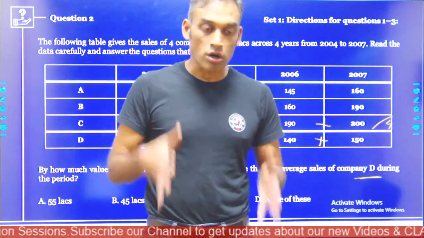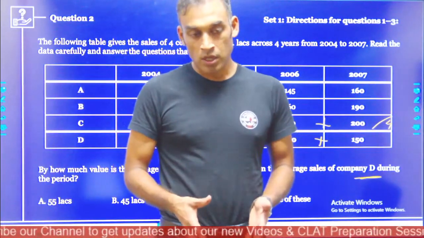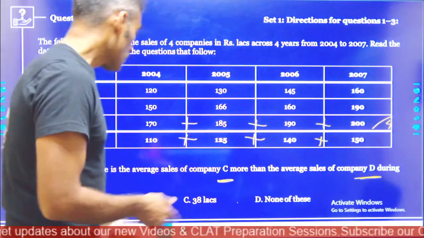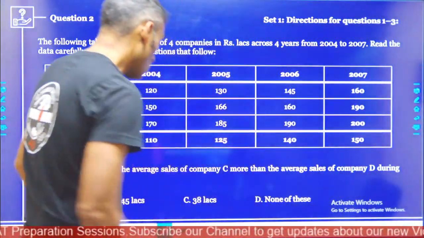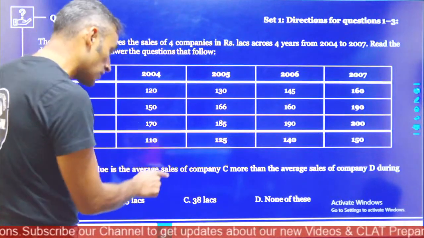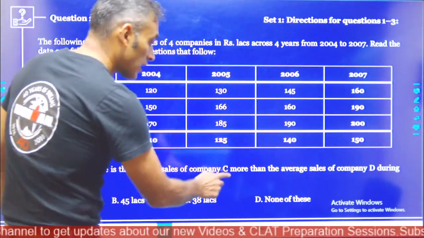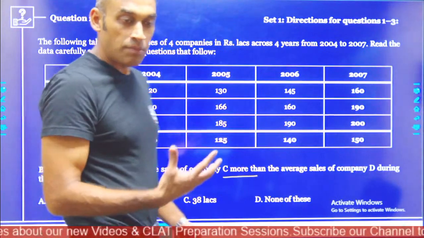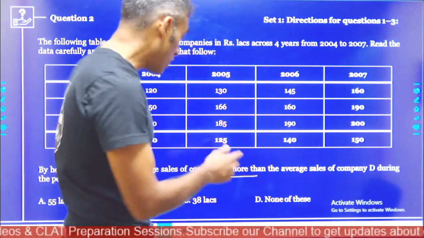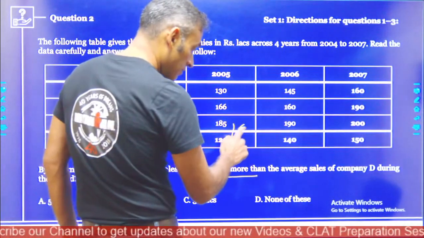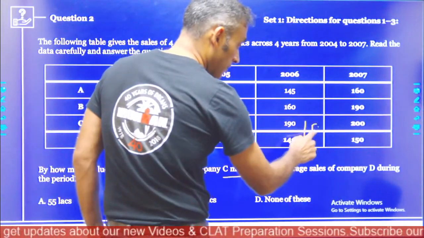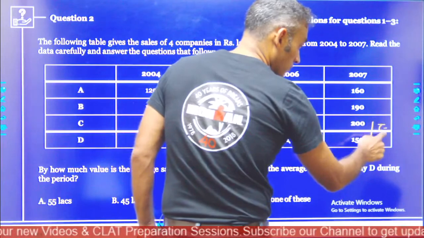Again, this is not required. This would be a waste of time. What I'll just do is see the difference here. I have to find out how much more, so more means difference, right? More is difference. So this is 60, this is 60, this is 50, and this is 50.